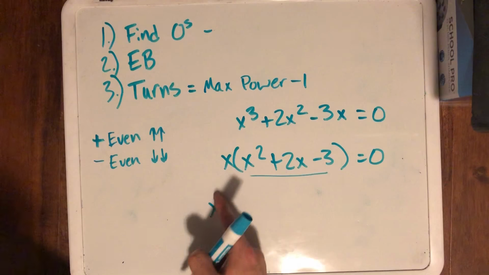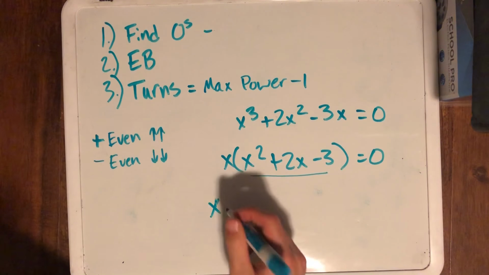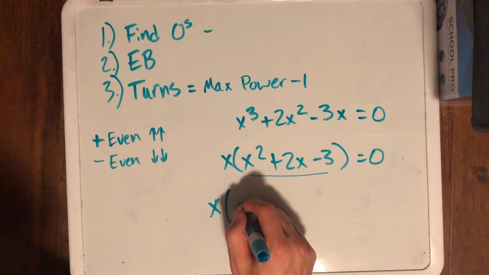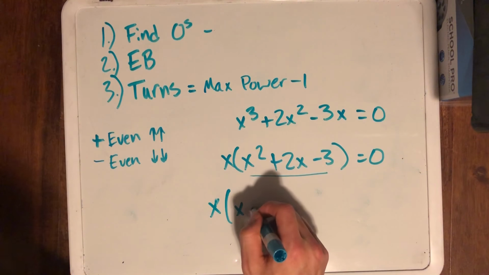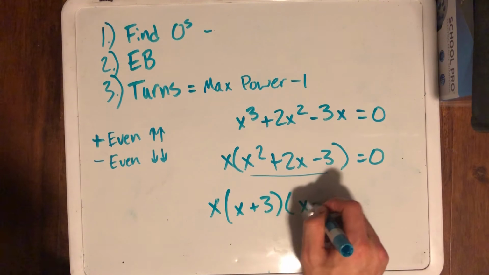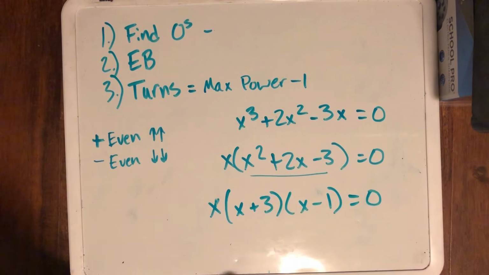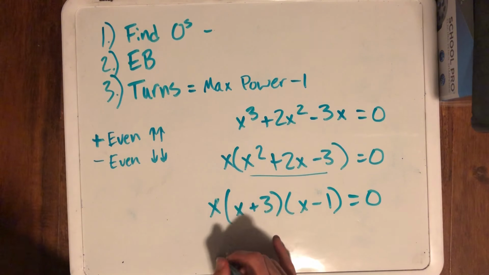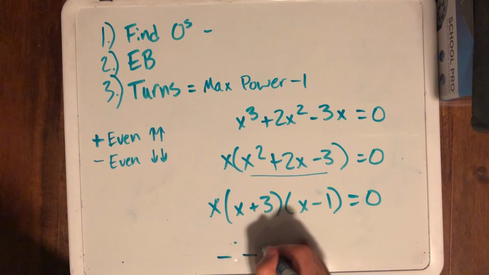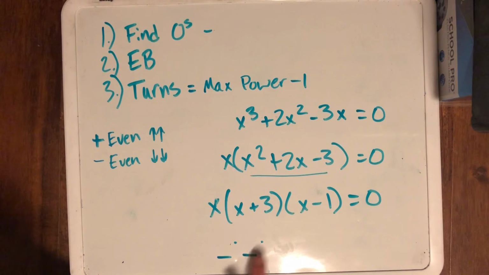So leave that x out. Didn't mean to smudge that. Leave that x out. And then we're left with x plus 3 and x minus 1 equal to 0. So this looks very similar to our second example that we did where we pulled out a 2, only now it's an x. So in that example, when we had our 2, we were saying that anything times 0 gives us 0. So we want to try and make each of these equal to 0.